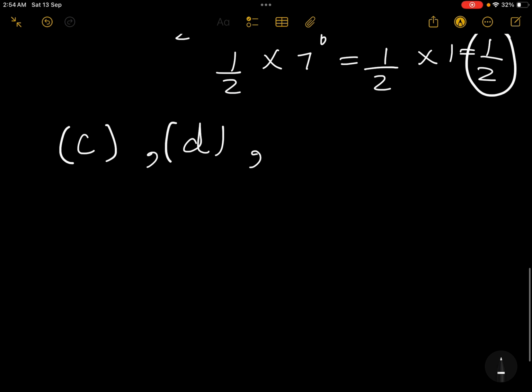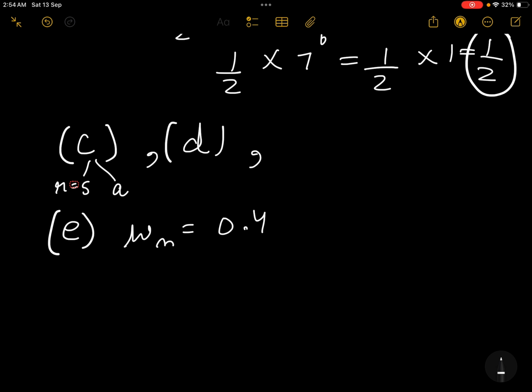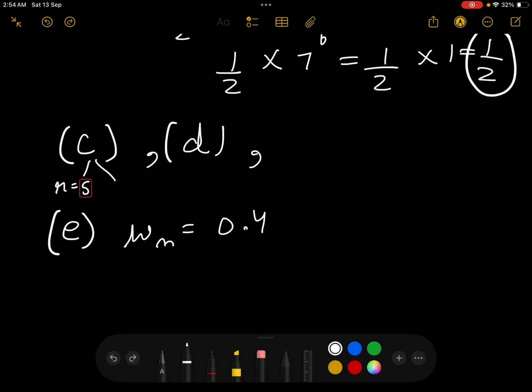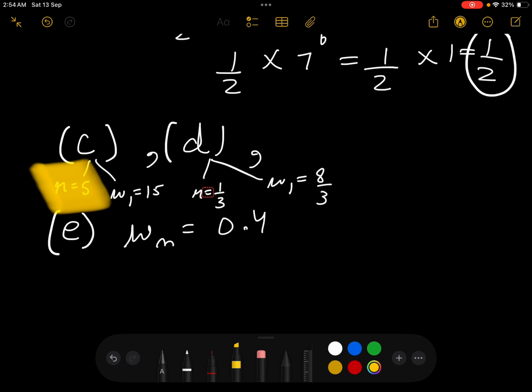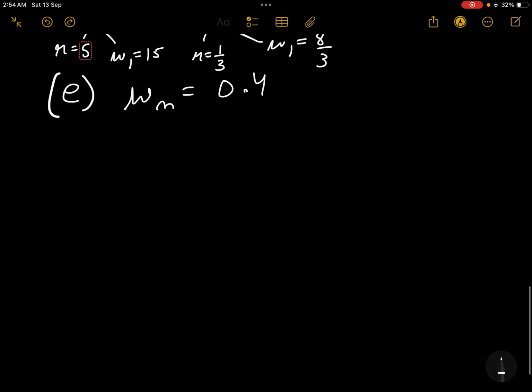I will do E and F here. I'll tell you the final answers for C and D so that you can cross check, and if you are not able to do it, you can just ask me. For C, the common ratio is 5 and the first term, U1, is 15. For D, R is 1 by 3 and U1 is 8 by 3. When you solve it, make sure that you cross check.